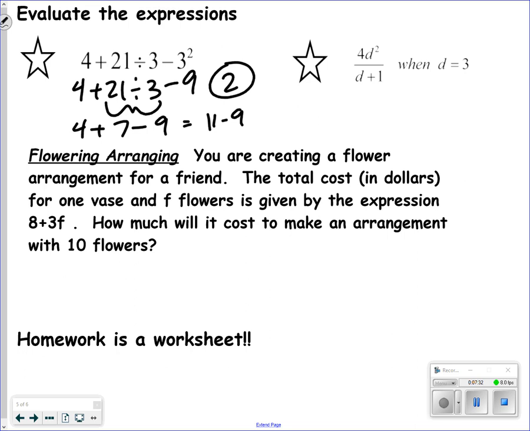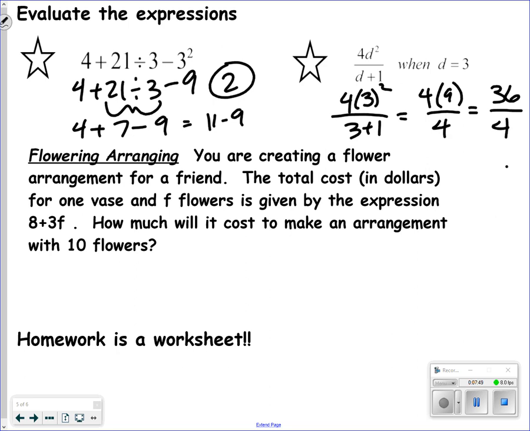Big fraction bar. So again, treat the top as one question and the bottom as another. 3 squared, remember, don't multiply and then do exponents. Always do exponents and then multiply. So 3 squared is 9. And 4 times 9 is 36. 3 plus 1 is 4. And then 36 divided by 4 is 9.